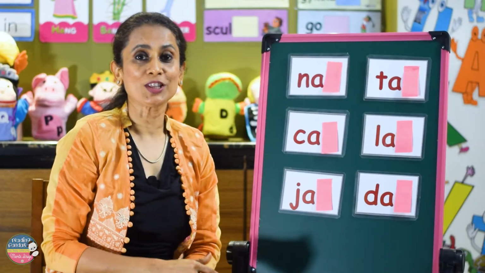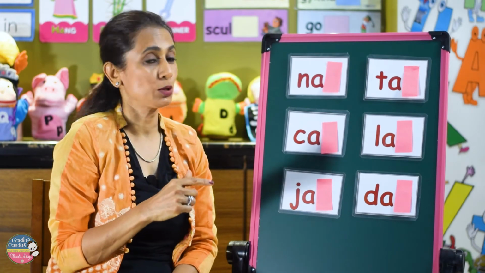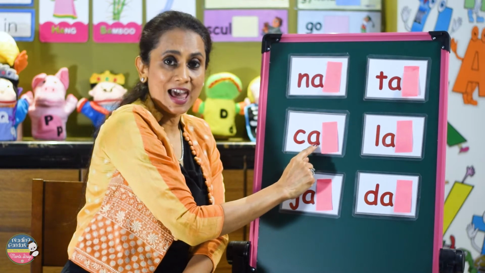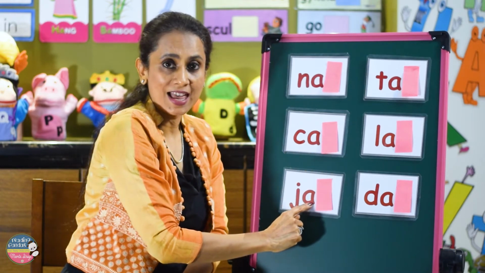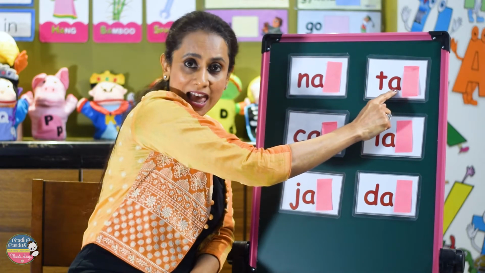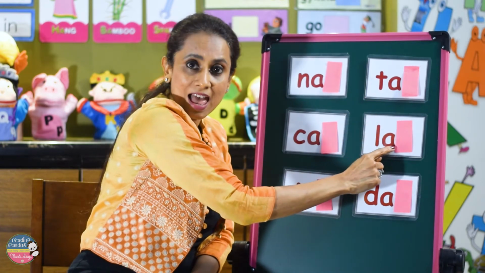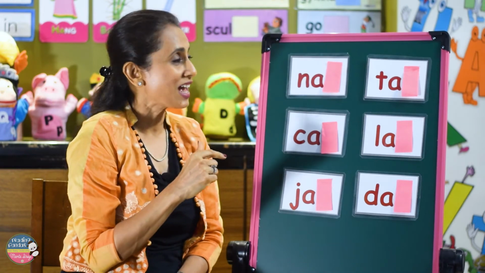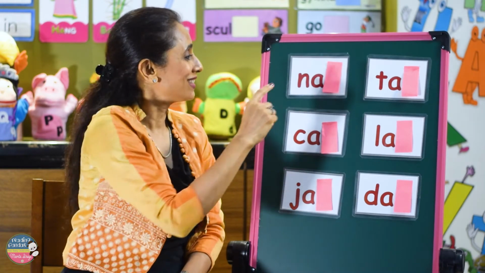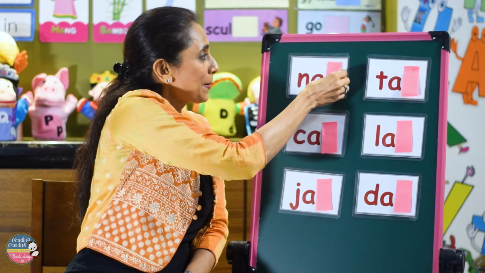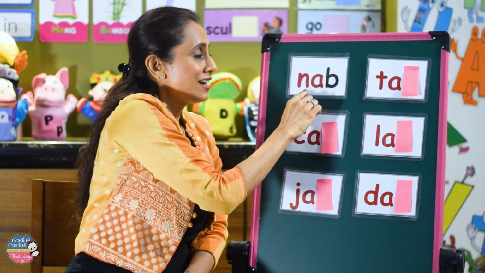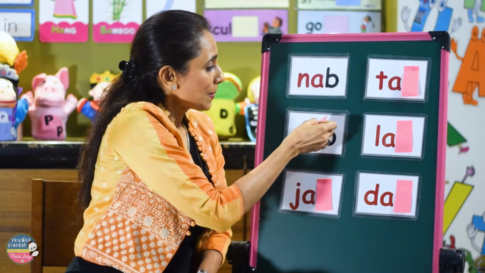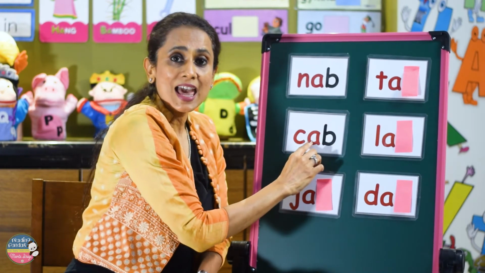Now moving on to the next segment, let's revise the blending one more time. Na, ka, ja, ta, la, and da. And now let's see what's the last sound. Na, b, nab. Ca, b, cab.